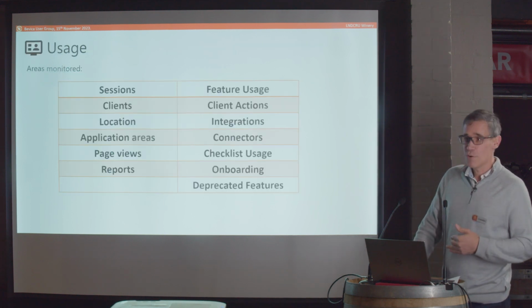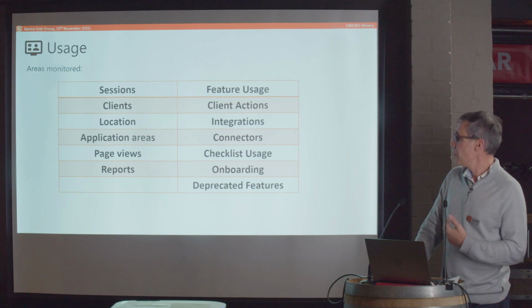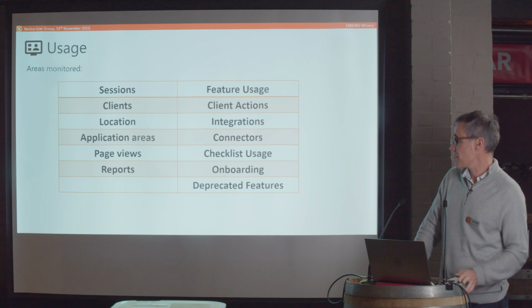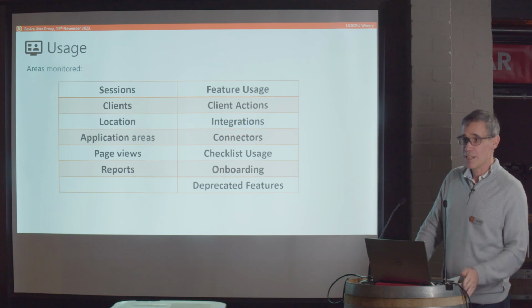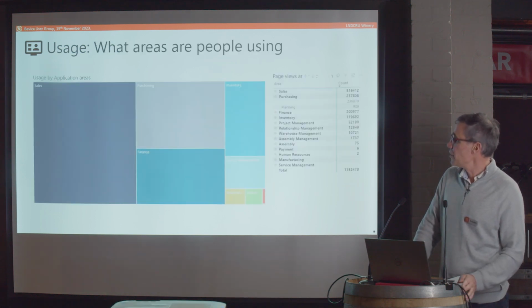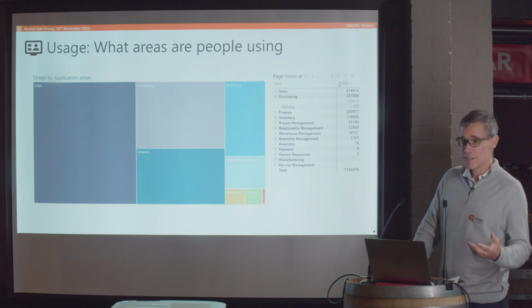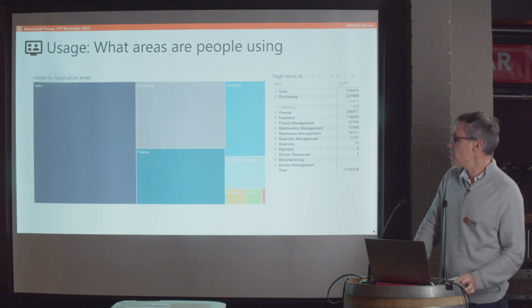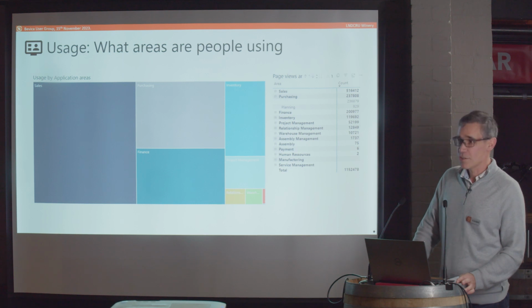So going to the 4 areas, these are kind of the areas that the usage tracks. So the connectors, Shopify, for example, deprecated features, that would be the sales prices that we talked about earlier. And then going into how that's displayed. So again, it's on Power BI. These are screenshots. So on this one, it's not surprising that the main area everyone works on is the sales.